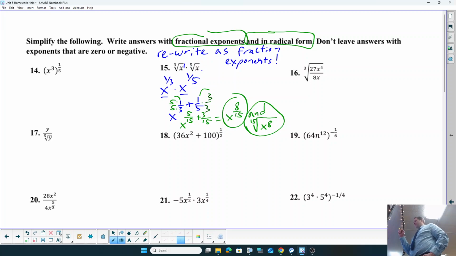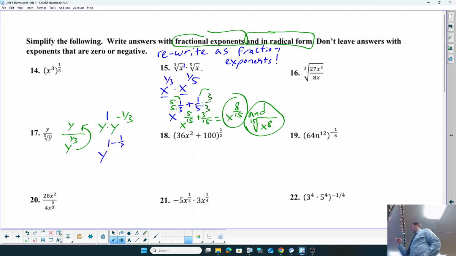So 17 is kind of weird. So basically you have y over, what do you have? You have y to the 1/3 power, because cube root is 1/3, right? And then you bring it up and make it negative. So y times y to the negative 1/3. And now we can add the powers. Well, that's actually an invisible 1. So now we have y, same base, so we can add the powers. So 1 minus 1/3, and 1 minus 1/3 is 2/3.